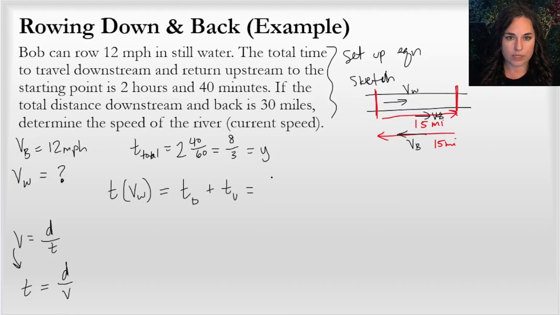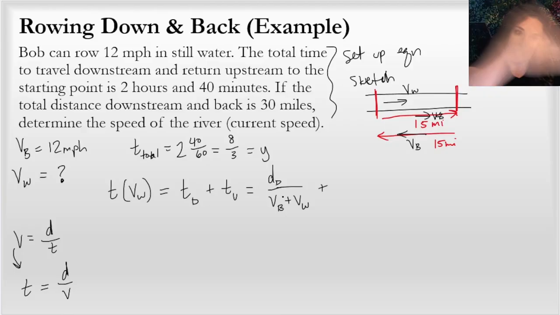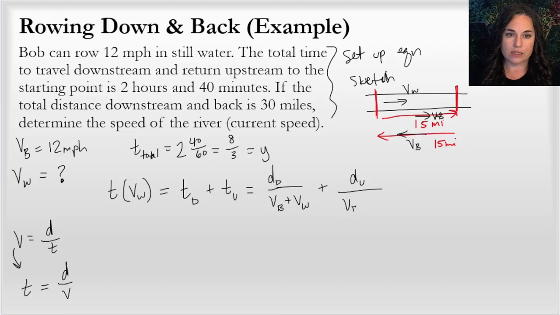So that means I'm going to take the distance downstream and divide by the velocity downstream, which I know is the velocity of the boat plus the velocity of the water. And then I'm going to add on, that's the time down, and then I have to add on the time back. So that's going to be the distance upstream over the velocity of the boat minus the velocity of the water, because he's going against the water, right?